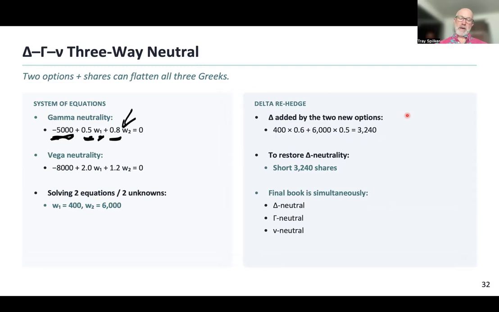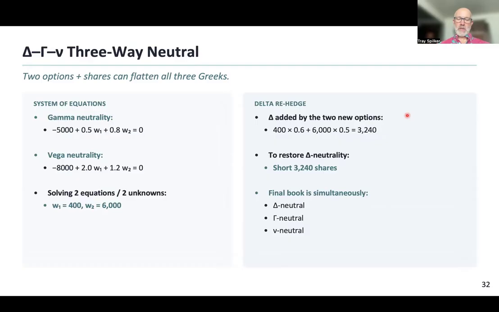Next, we set up our second equation, and that is we start with a vega exposure of negative 8,000 on our portfolio. Option one has a vega of 2, and we'll have to determine what that weight's going to be. Then option two has a vega of 1.2. Again, we'll put in W2 to represent the weight in that option. And we set it all equal to 0. Now we have two equations, two unknowns. We can use some basic middle and high school algebra to solve for the weight in asset one and the weight in asset two.